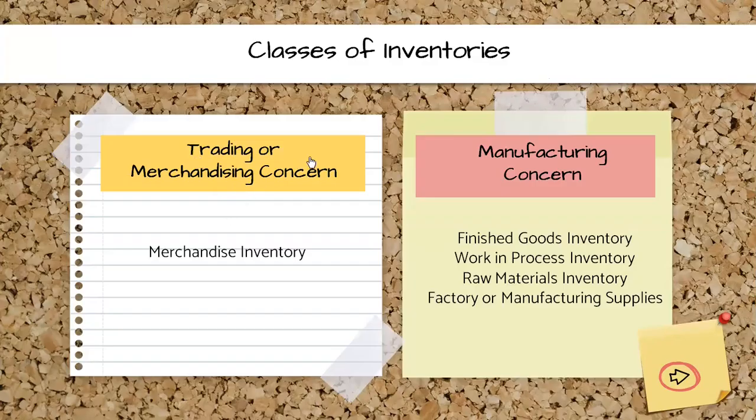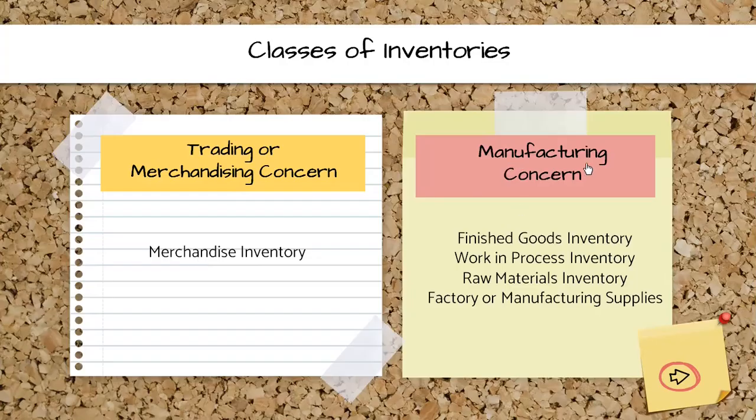The inventory of a trading or merchandising concern is called merchandise inventory. These are goods that we just purchase and sell as is. So if you buy rice, you are also selling rice, as is. There is no alteration made on the item being sold.